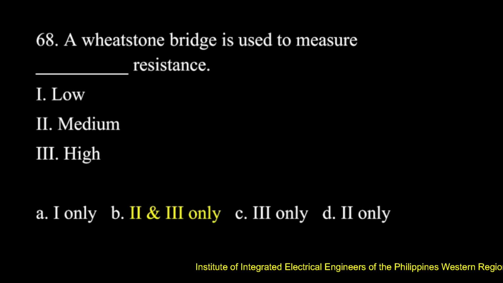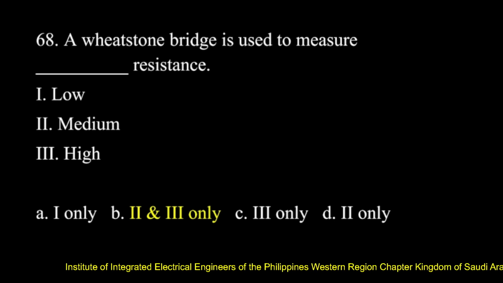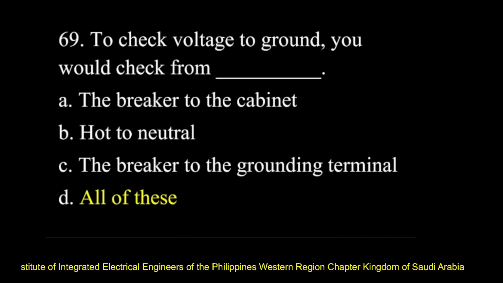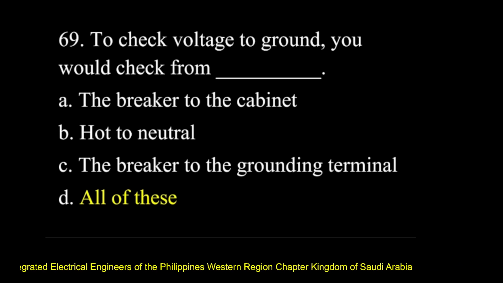A Wheatstone bridge is used to measure blank resistance. 1. Low. 2. Medium. 3. High. A. 1 only. B. 2 and 3 only. C. 3 only. D. 2 only. To check voltage to ground, you would check from blank. A. The breaker to the cabinet. B. Hot to neutral. C. The breaker to the grounding terminal. D. All of these.